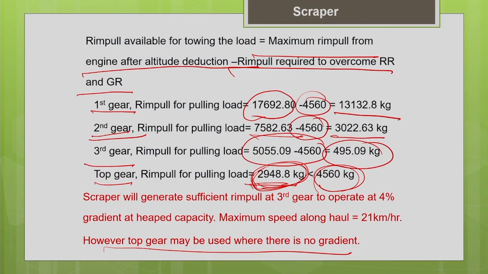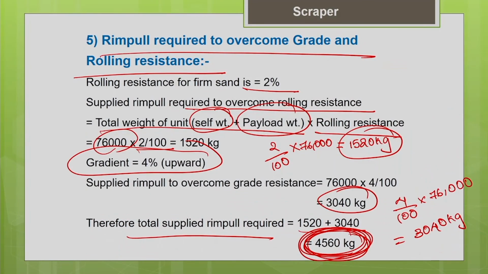That is what we have found out in this problem. The rim pull is not sufficient in the top gear when you climb up the gradient, because the rim pull available is lesser than the rim pull needed to overcome the grade and the rolling resistance. But you can use the top gear when you are not climbing the gradient. But in this project, it is given that we have to climb the grade. Hope you remember the gradient percentage is given, say 4%.